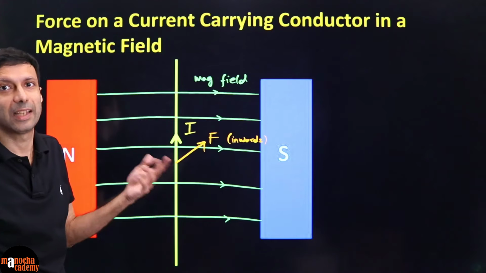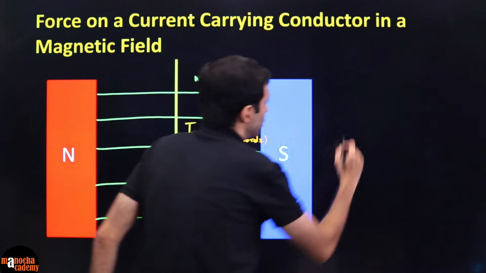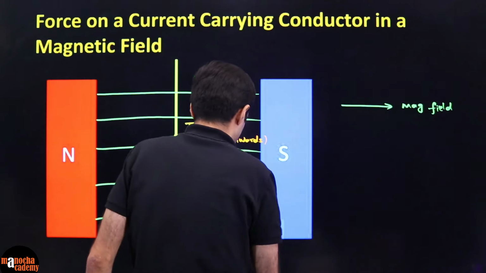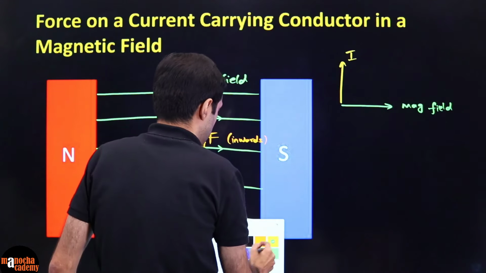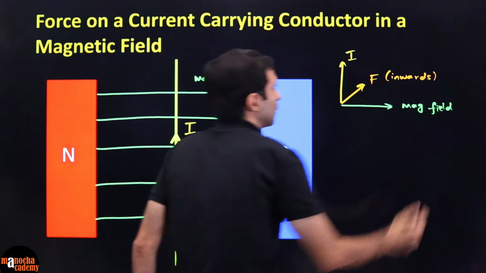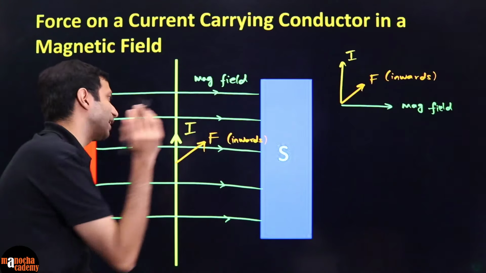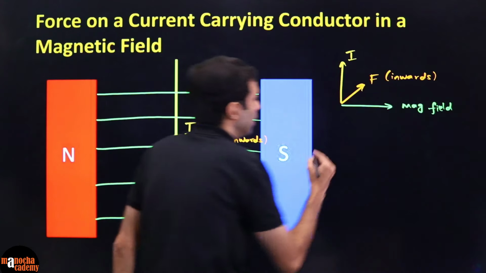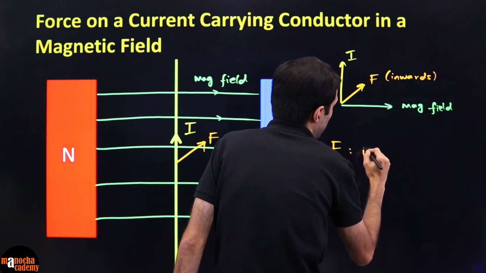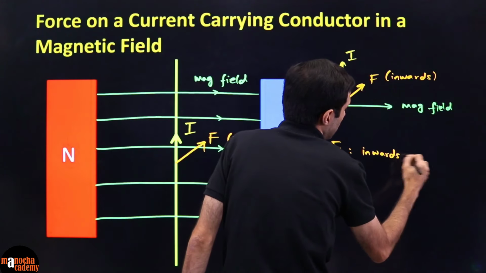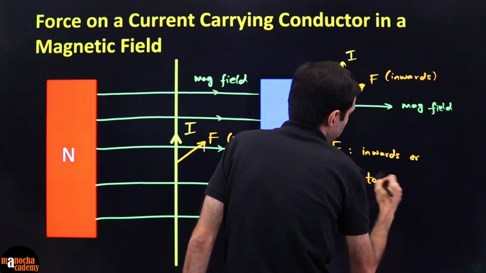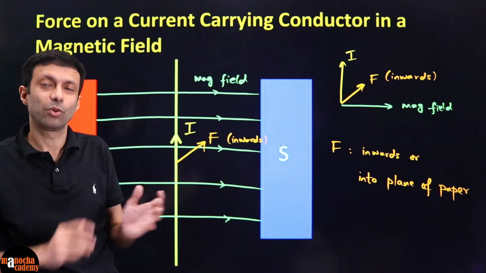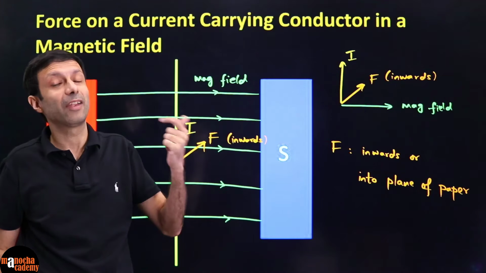Once again, using Fleming's left hand rule, because what did we see? Magnetic field was this way. So this was my magnetic field, north to south. Current direction is upwards and the force turns out to be inwards. So you can write force is inwards, or sometimes you say into the plane of the paper. Into the board usually don't write because it's your paper you're writing on, right? So you can say force is inwards, or we say into the plane of paper. That's it. And please write also if they ask you how did you get it? Not just by guess, by applying Fleming's left hand rule.